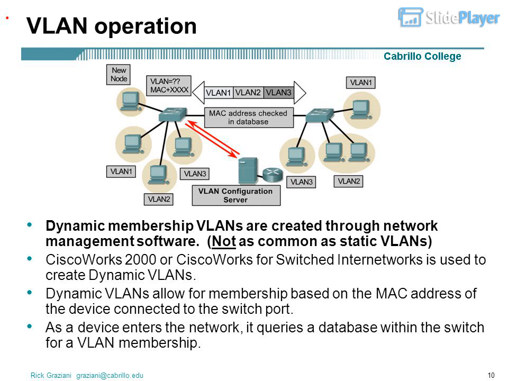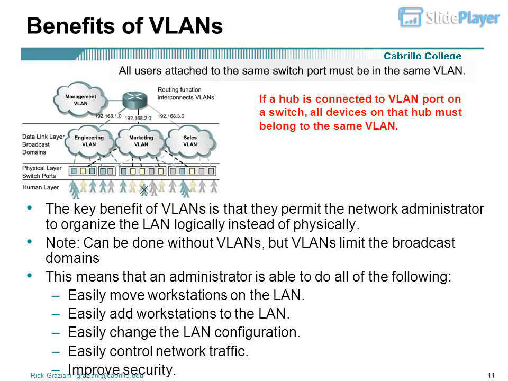Benefits of VLANs. If a hub is connected to a VLAN port on a switch, all devices on that hub must belong to the same VLAN. The key benefit of VLANs is that they permit the network administrator to organize the LAN logically instead of physically. Note, this can be done without VLANs, but VLANs limit the broadcast domains. This means that an administrator is able to do all of the following. Easily move workstations on the LAN. Easily add workstations to the LAN. Easily change the LAN configuration. Easily control network traffic. Improve security.